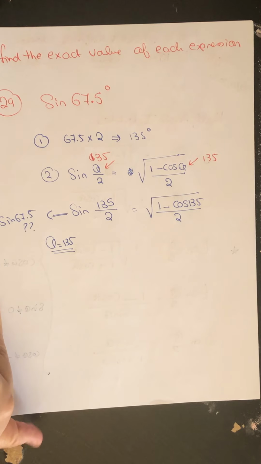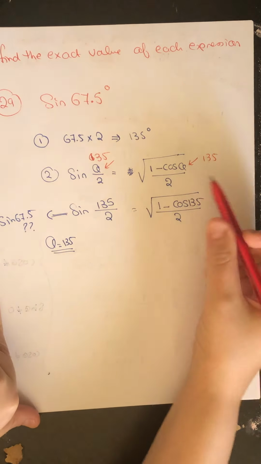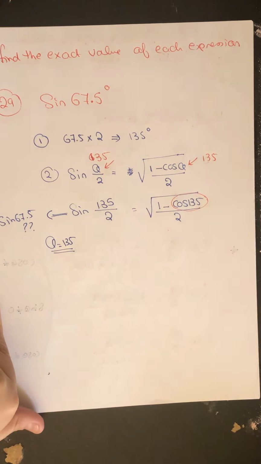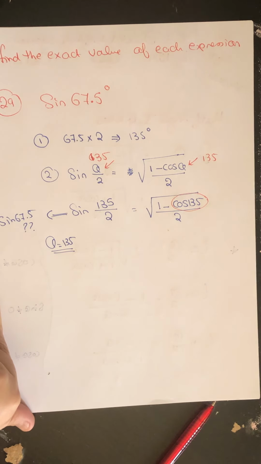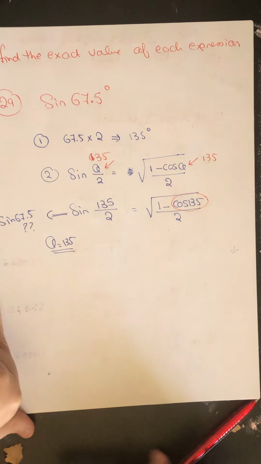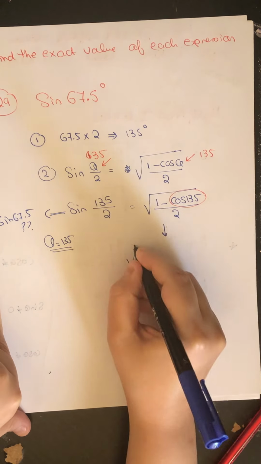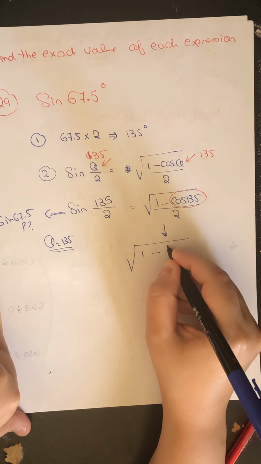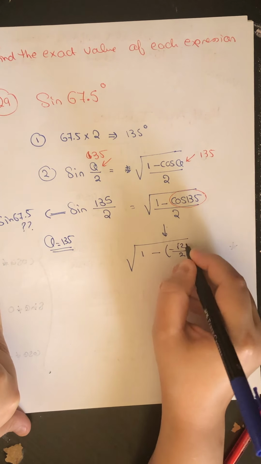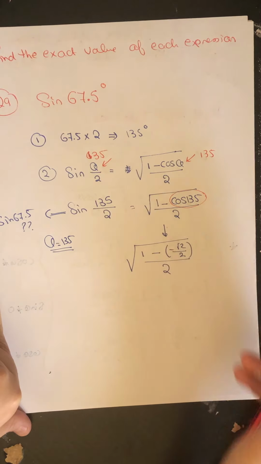What will I do next? I can evaluate cosine 135. It's a cosine in the second quarter, right? In the second quarter, cosines are negative, and it's root of 2 over 2. So this is equal to 1 minus negative root of 2 over 2, over 2. Okay, we're done.